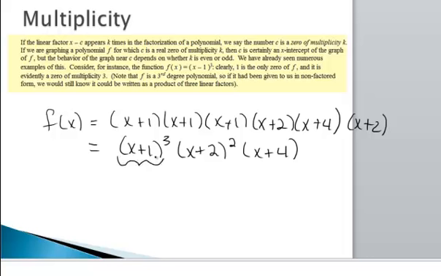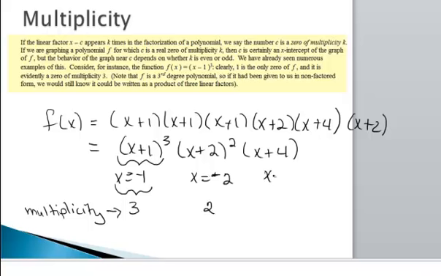So the multiplicity of this 0 is 3. This 0 would be negative 2. The multiplicity of this one is 2. This 0 would be negative 4, and the multiplicity of this one is 1. The multiplicity means how many times does it happen. This happens 3 times, this happens 2 times, this happens 1 time.